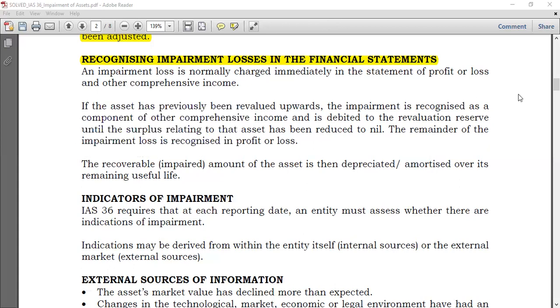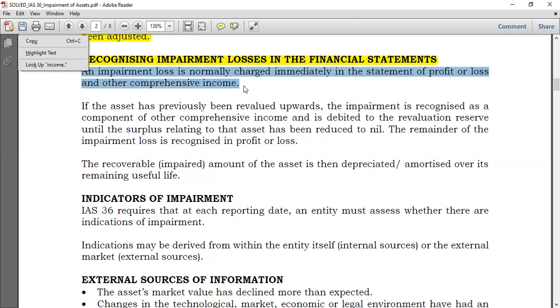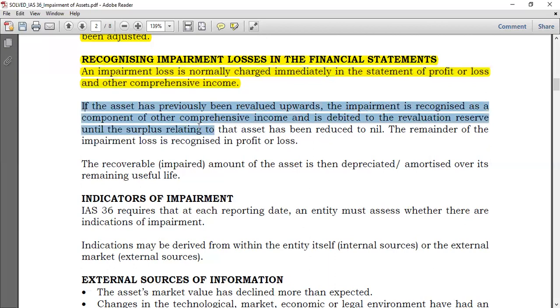Let's proceed further here. We are told that an impairment loss is normally charged immediately in the statement of profit or loss and other comprehensive income. I think we have spoken about this already. Actually, it is a statement of profit or loss and other comprehensive income, but under the section of profit or loss. Now we are told if the asset has previously been revalued upwards, this is for when you could have non-current assets like say PPE. PPE can be revalued upwards. It's just simple as this.